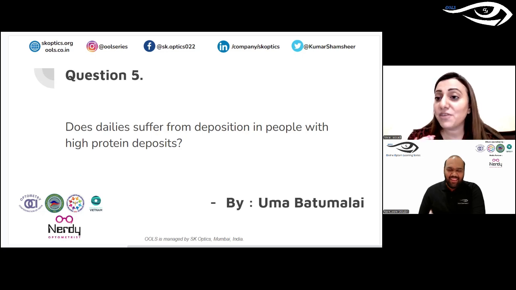So daily disposables, if they are used correctly, yes, they can be deposit resistant, because it's not one layer of deposition that causes the problem. It's the buildup of deposits over the wear. So if it doesn't have enough time to build deposit, if it's a daily disposable, if the patient complies with the method of replacement, so that he discards it the same day.